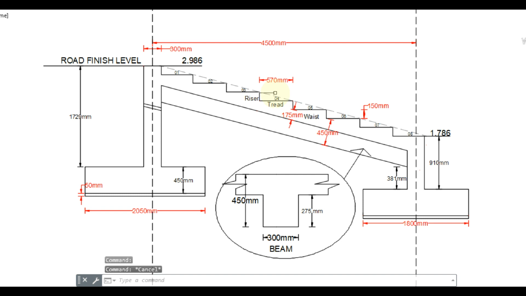The vertical part of the step is referred to as the riser. The size of the riser is 150 mm.